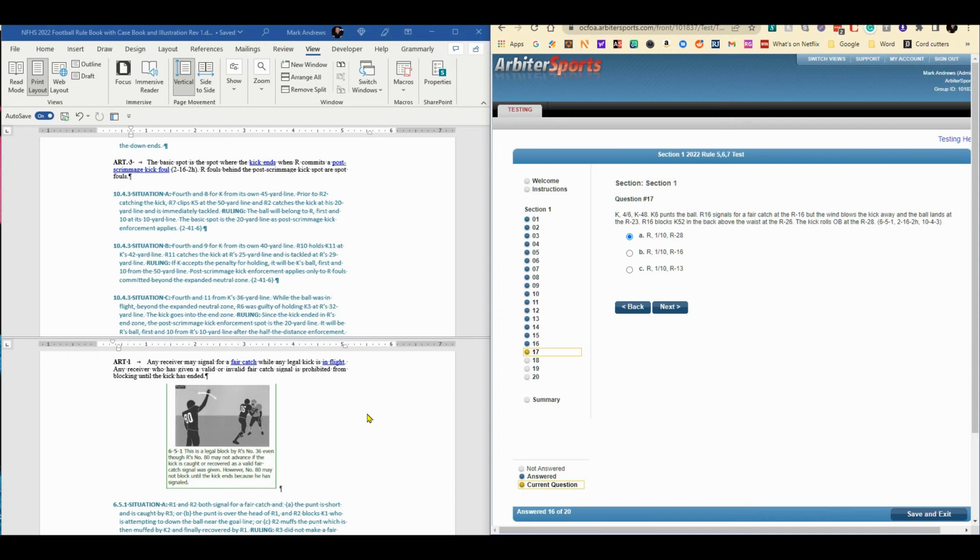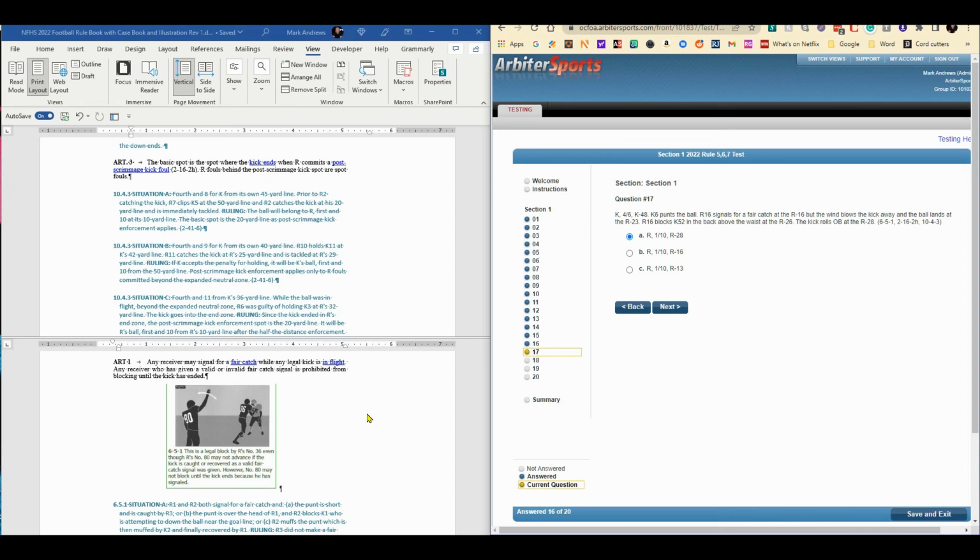This fits the criteria for post-scrimmage kick foul. 216-2H states that if the spot of the foul is behind where the kick ends, then the foul is enforced from the spot of the foul, and that's the case here. We have the ball going out of bounds at the 28. That would be our normal kick ending spot, but the foul occurs at the 26.